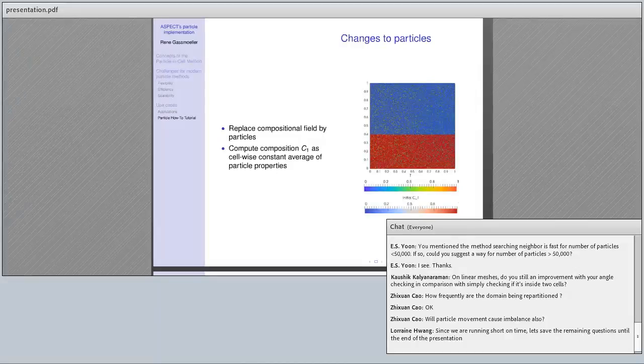What we essentially want to do is replace the compositional field by a set of particles and compute the composition of each cell as the cell-wise constant average of particle properties. There are more complicated and more accurate ways to compute the cell-wise composition, but I'm not going to talk about this in this talk.